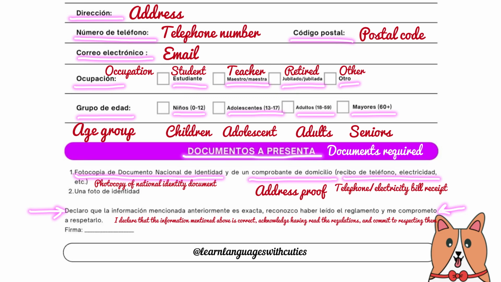The next one is declaro que la información mencionada anteriormente es exacta. Reconozco haber leído el reglamento y me comprometo a respetarlo, which means I declare that the information mentioned above is correct, acknowledge having read the regulations and commit to respecting them. And the last one is firma, which means the signature.